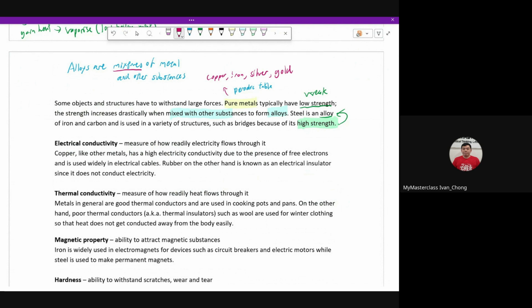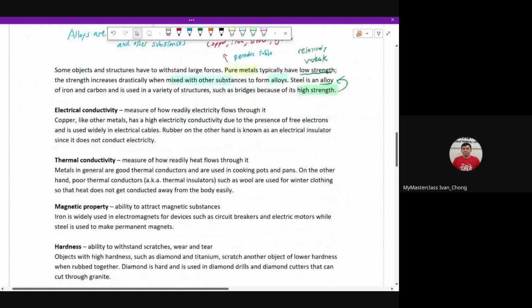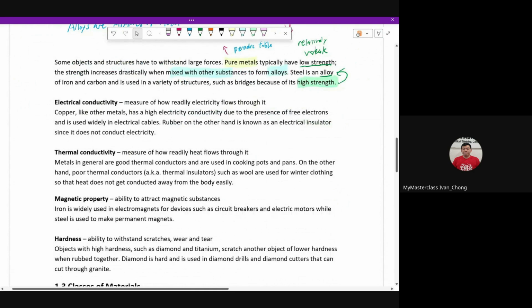But even though we say copper, silver, and gold are weak, that's only amongst metals. Compared to other materials like a styrofoam box, perhaps the styrofoam box is even weaker. So this weak is actually just relatively weak. Okay, so maybe you can add the word relatively. When you compare it to another metal or to an alloy, it is considered weak. But if you compare it with other materials, it might not be as weak as you think.